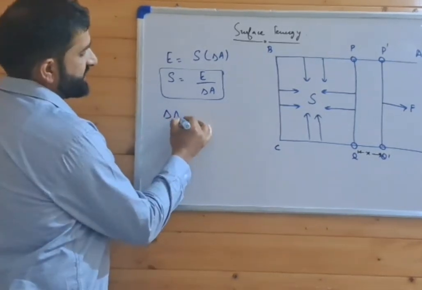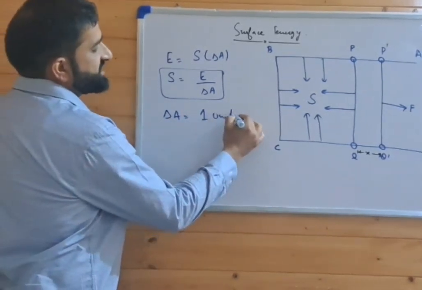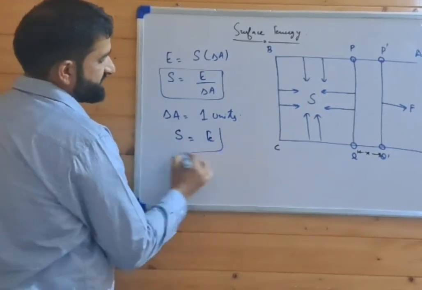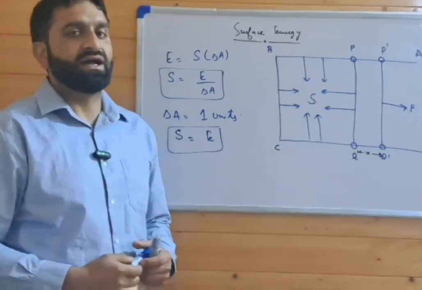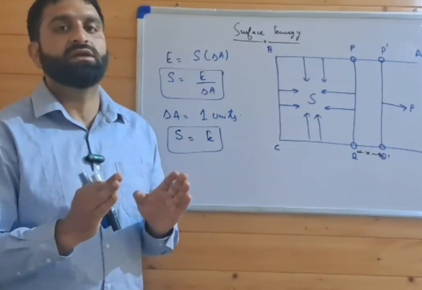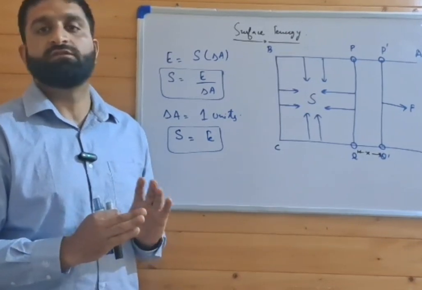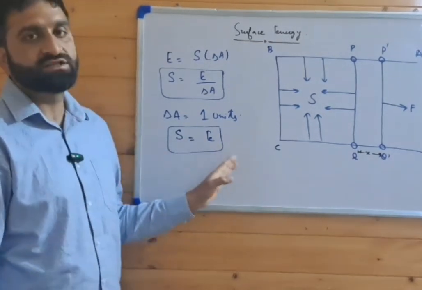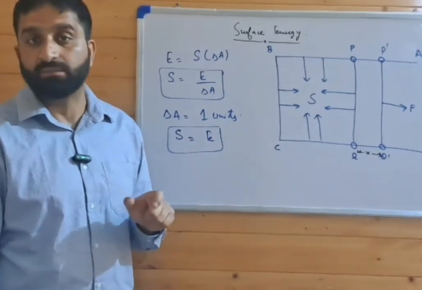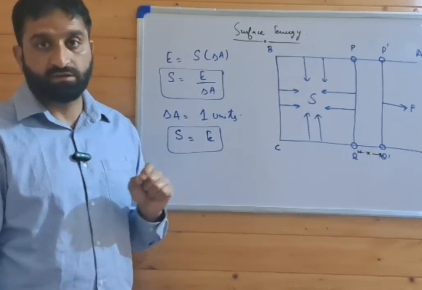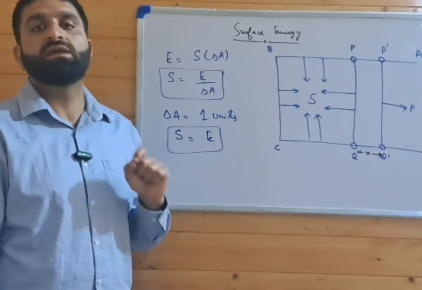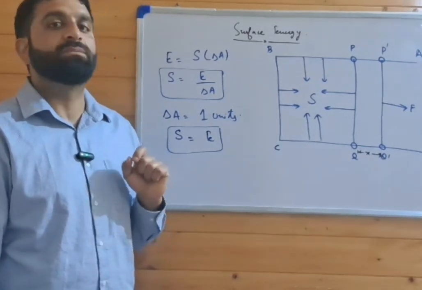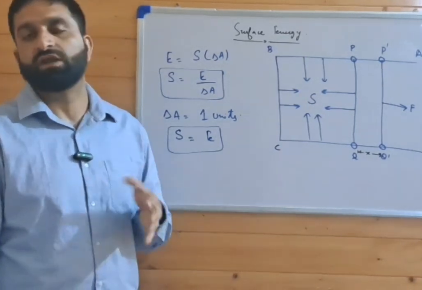If the change in area delta A is 1 unit, in that case S, the surface tension, is equal to the surface energy. So we can say that the surface tension is numerically equal to the surface energy of a film whose area has changed by 1 unit. The surface tension and energy have different units, but their numerical value can be the same. So I will repeat, the surface tension is numerically equal to the surface energy of a film whose area has increased by 1 unit. 1 unit is 1 meter square.